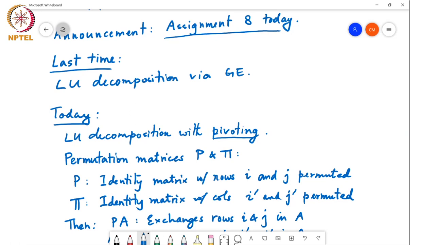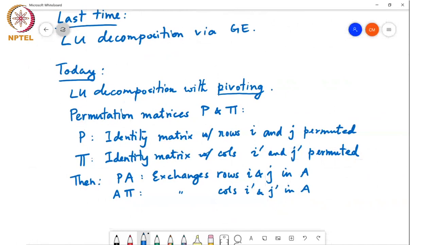Then if you define P and pi this way, then if you consider PA for any matrix A, it exchanges the ith and jth rows of A. And A pi similarly exchanges the i' and j' columns of A.